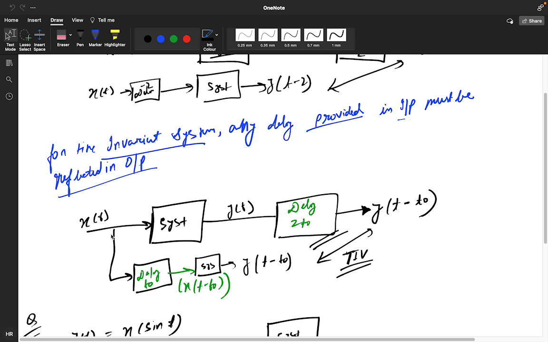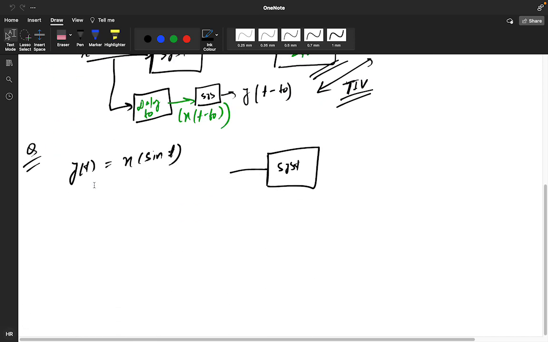And if you are initially doing the delay in the input signal, and after passing through the system you are getting the same delay, meaning these two are the same, then the system is said to be a time invariant system. So for a time invariant system, any delay provided in the input must be reflected in the output. Okay, so the question is y of t is equal to x of sine t.